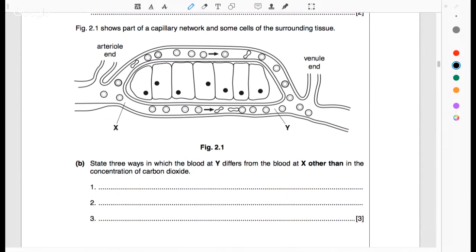Blood has a low blood pressure. And why? It has a lower glucose concentration. Good.